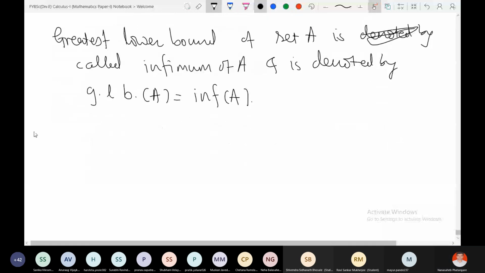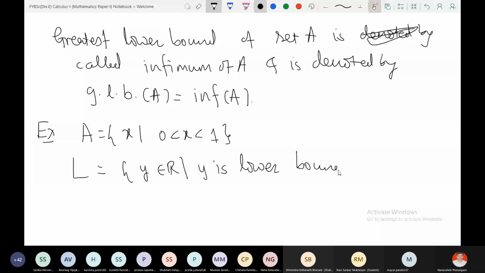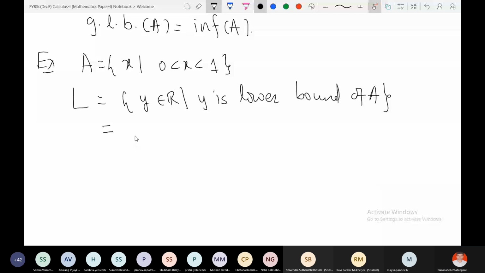Again, if we see this same example, A is the set of x such that 0 < x < 1, and if I look at the set L equal to the set of y belonging to R such that y is a lower bound of A, this is a collection of all lower bounds of A. Now you can tell me, what is this set? What are all the lower bounds?